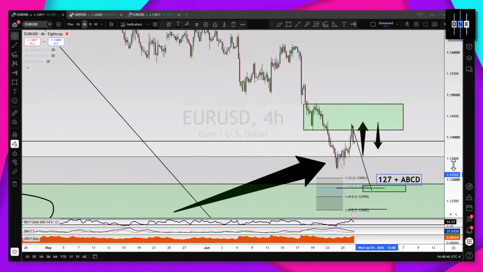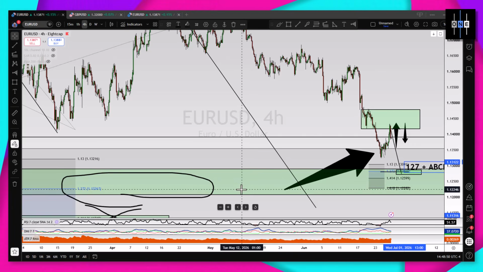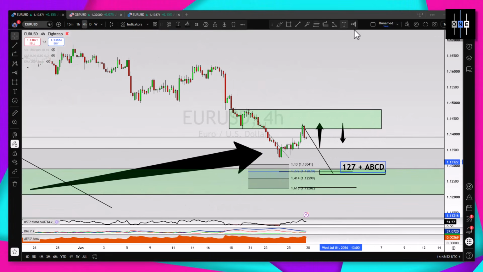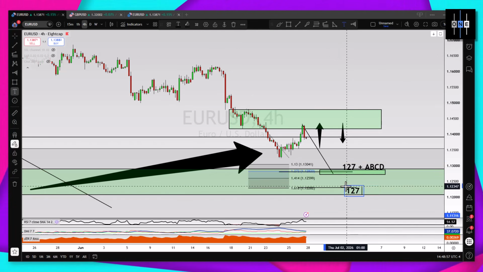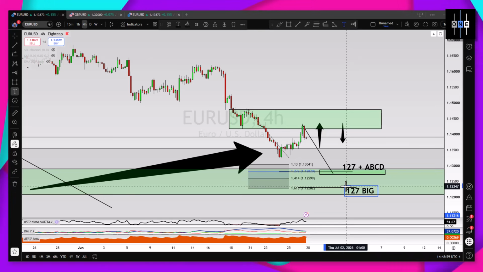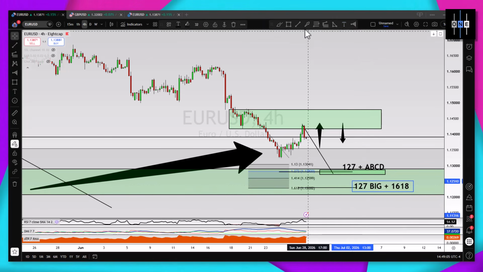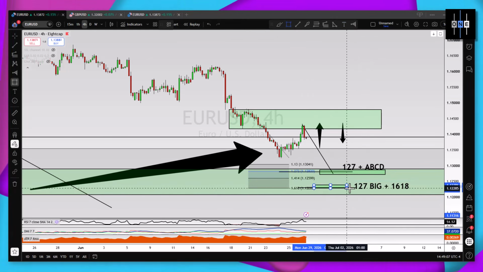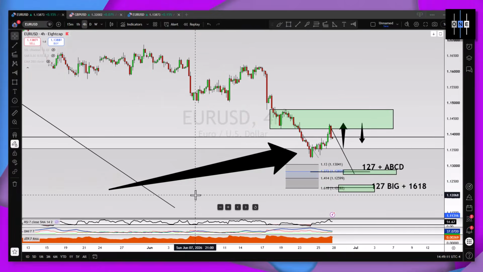I thought we had another one as well. Is that the other 1618? Ah, there we go. And the 127 bigger one, right? So let's write this in for zone 2. Two areas of confluence there. You have a 127 big and a 1618 small, right in that zone. Put a little box in there. Boom. And then zone 3, that's going to be at that lower zone, right?